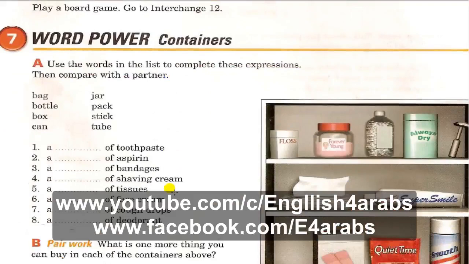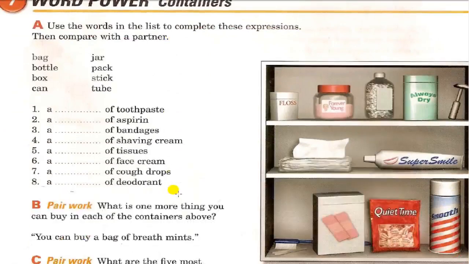Exercise number 7. In this exercise here, we have different products. Some of them are in Egypt, some of them are not in Egypt. The products are different. Some of them are in the USA, like a bottle of aspirin. In Egypt, we don't have aspirin in bottles. So use the words in the list to complete these expressions. Then compare with your partner. We have these words: bag, bottle, box, can, jar, pack, stick, tube.